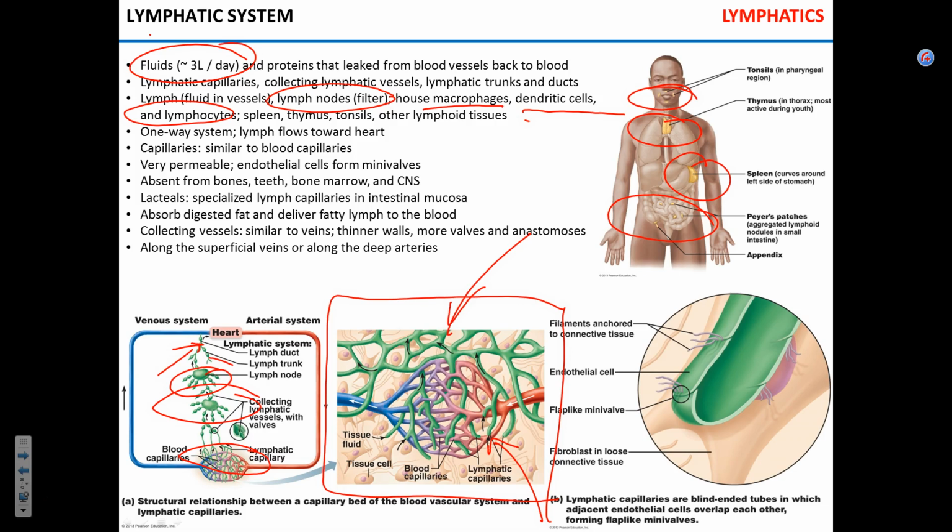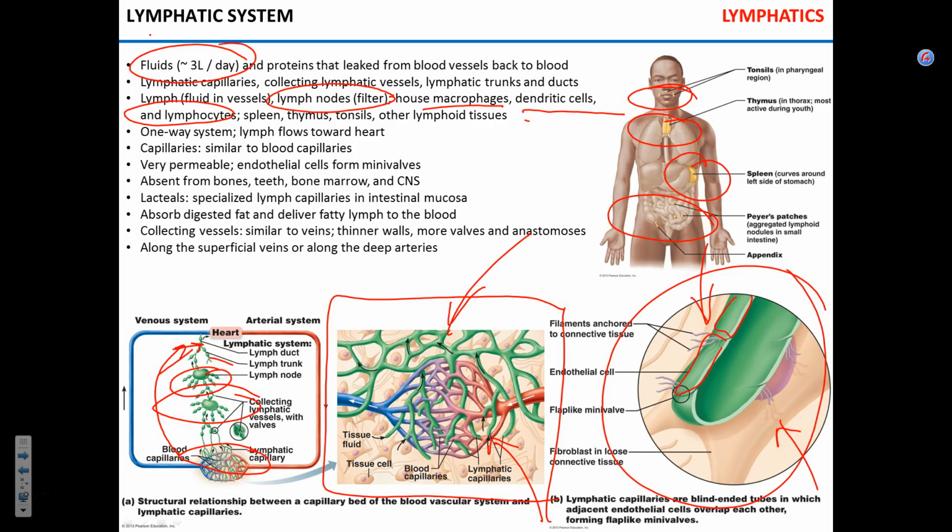Now, the system is a one-way system. The direction of lymphatic flow essentially is from tissues towards the heart eventually. Okay? Now, let's take a look at the organization of the small lymphatic vessels. This is a snapshot of the lymphatic capillary. Okay, you can see that it is anchored by these filaments to the connective tissue, and these individual slats are individual endothelial cells, lymphatic endothelial cells.